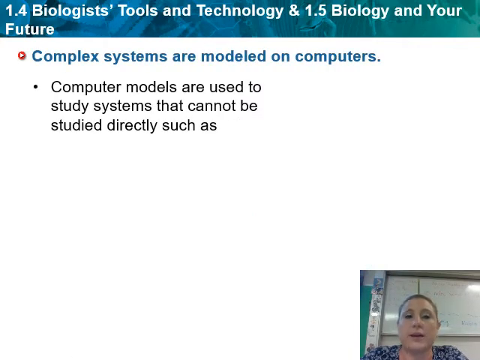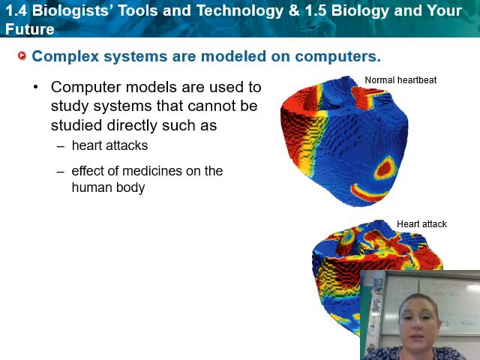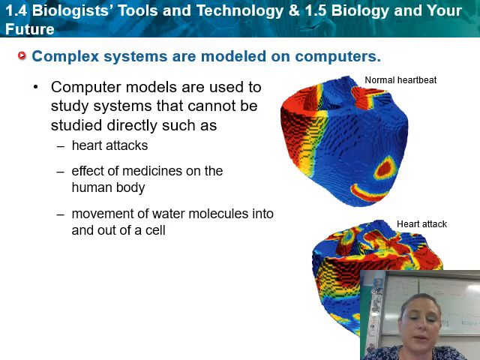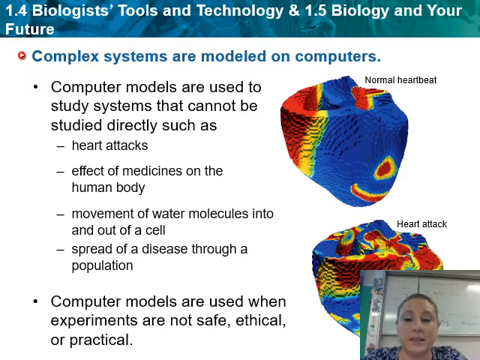Now, a lot of times we cannot visualize things with our own eyes, and we need to use computers to help us do so. So computer models are used to study systems that cannot be studied directly. And we use those to study things like heart attacks, effects of medicine on the human body, the movement of water molecules in and out of cells, and the spread of disease through a population. Okay, so again, we use computer models and computer programs to help us visualize these things or do experiments on these things, because it would be otherwise not safe, it wouldn't be ethical or practical to do these experiments in real life. So computer models are used.